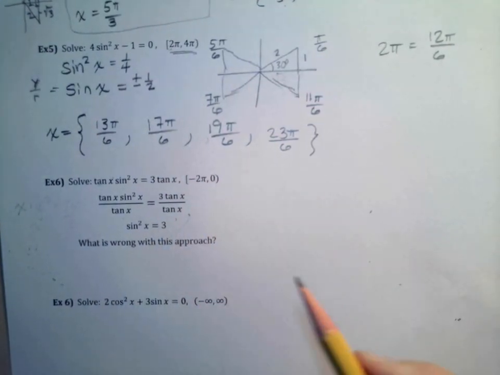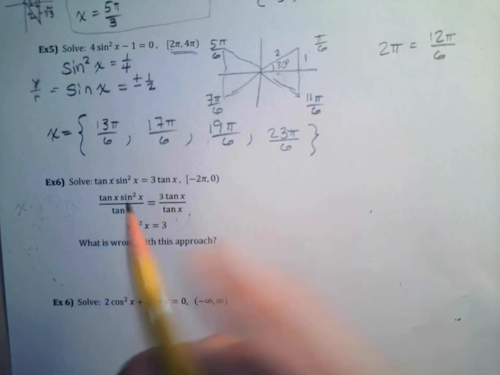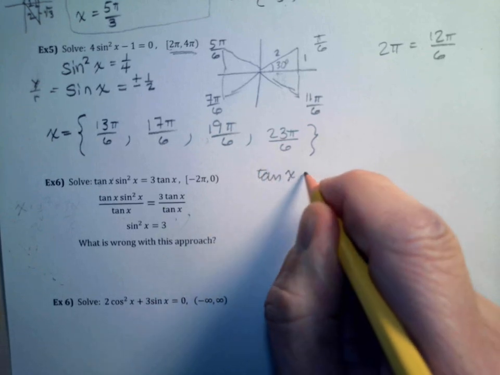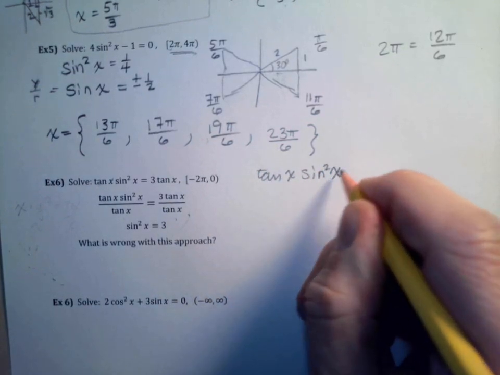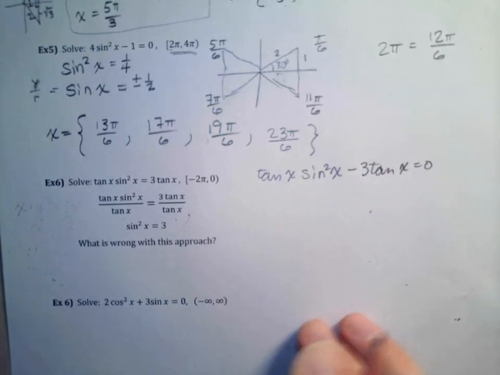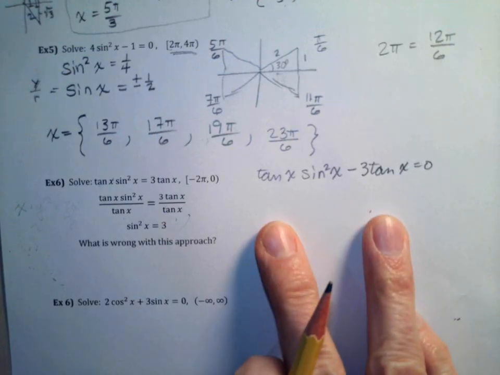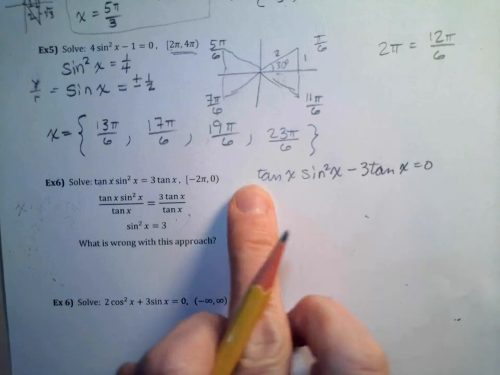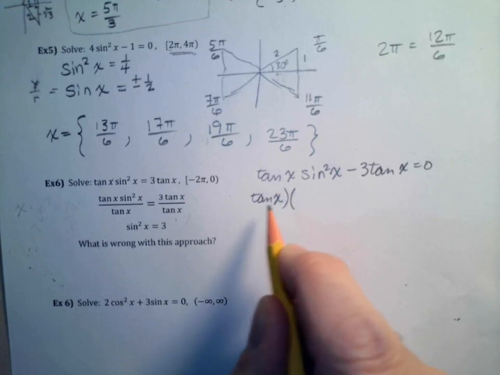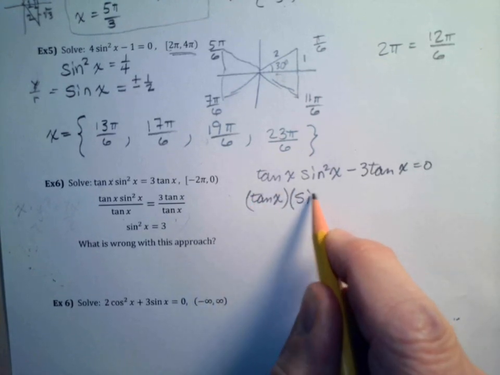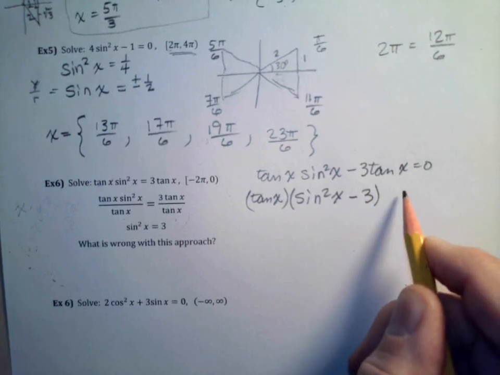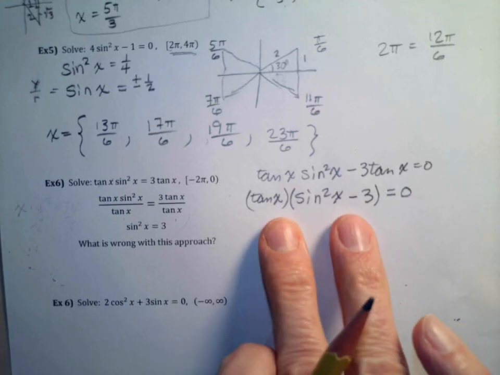So what we want to do is maybe set it equal to 0. Let's start with that. So it's got to be tangent x sine squared x minus 3 tangent x equals 0. And maybe now we'll try factoring. So instead of dividing by tangent, we'll factor a tangent out. So we get tangent x out in front, and we get sine squared x minus 3 equals 0.